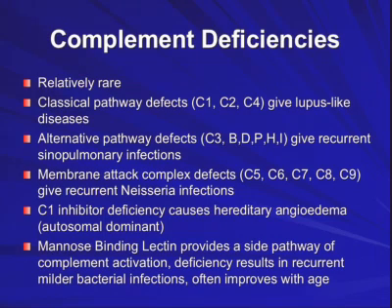The real one you'll see most commonly on board exams is this C5 through C9 defect, giving you the membrane attack complex defect and recurrent Neisseria infections. Now, there are some other aspects of complement that deserve some mention. As we talked about yesterday, hereditary angioedema is actually due to a defect in C1 inhibitor, often autosomal dominant, and you get recurrent episodes of swelling in areas of trauma, and it's painful, not itchy.